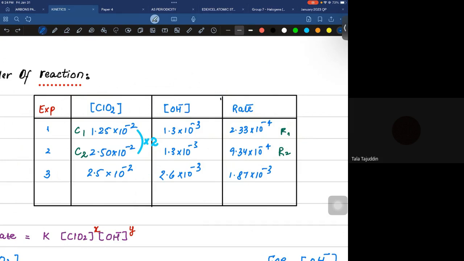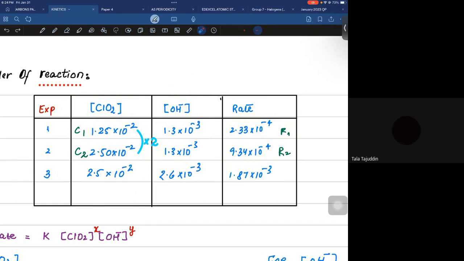Now you can check OH. For OH, I have to select those experiments in which the ClO2 is the same, because I want to study the effect of the concentration of OH ion, not ClO2. It would interfere with your reaction. So I'm going to take those experiments in which this is the same and this is different. That's why I have taken experiments 2 and 3.